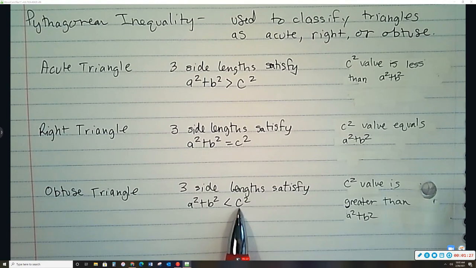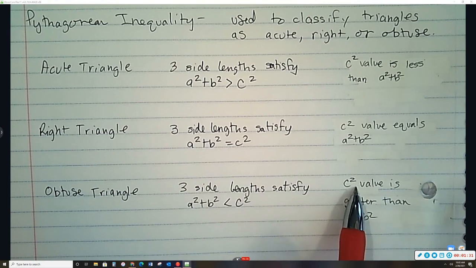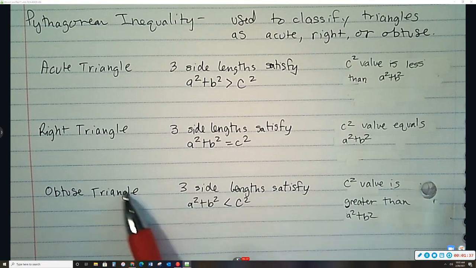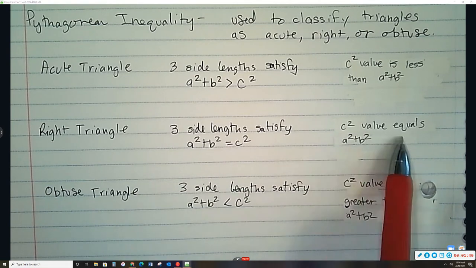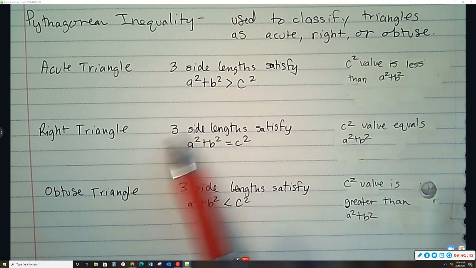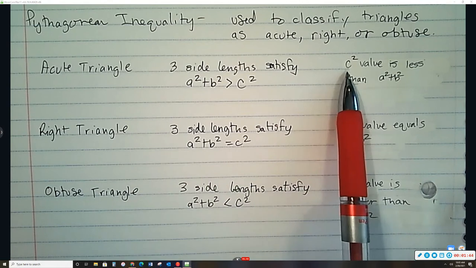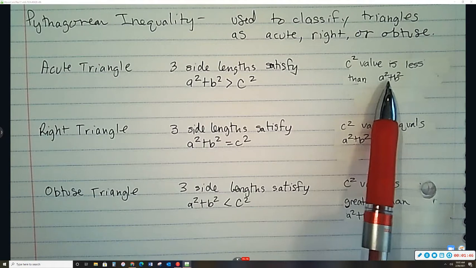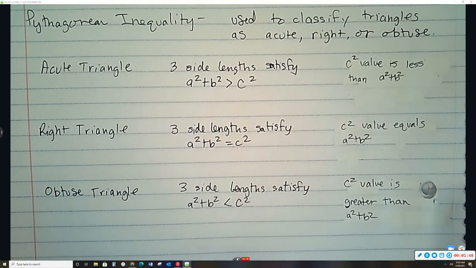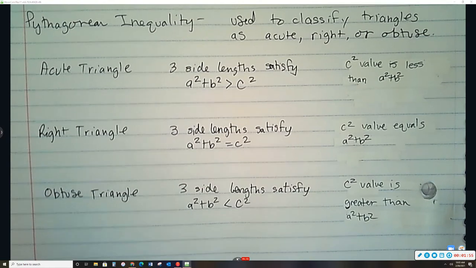Again, the way I like to make sense of it for obtuse is the c squared value is greater or bigger. So when c squared is bigger, think obtuse. When c squared equals, think right triangle. And when c squared is smaller or less, think acute. Okay, so pause this if you need to. I'm going to flip it over and do some examples with you.